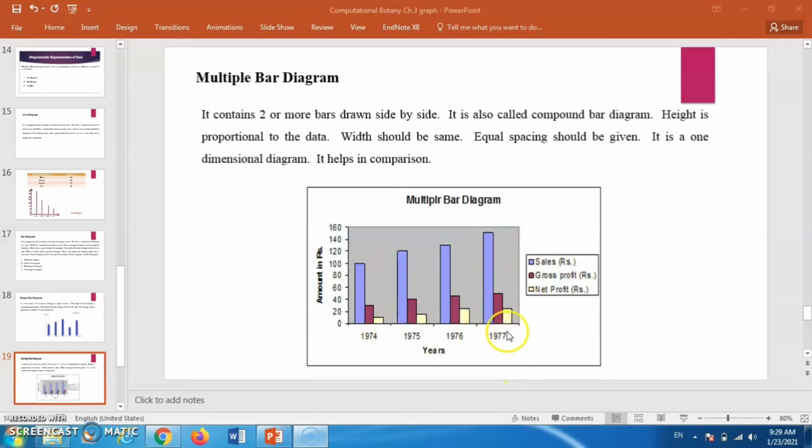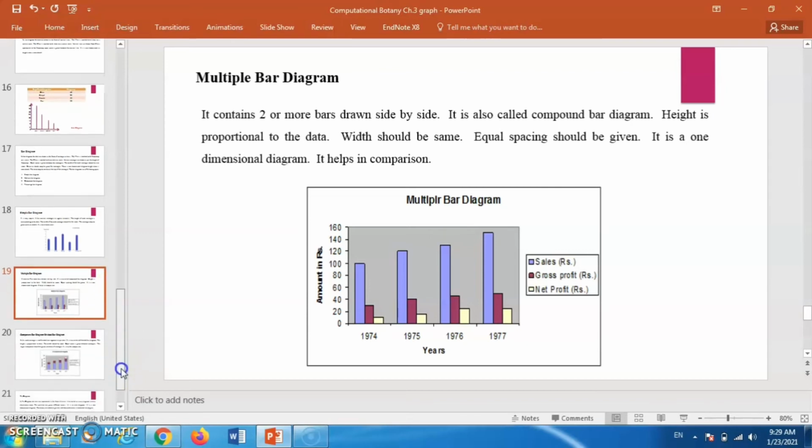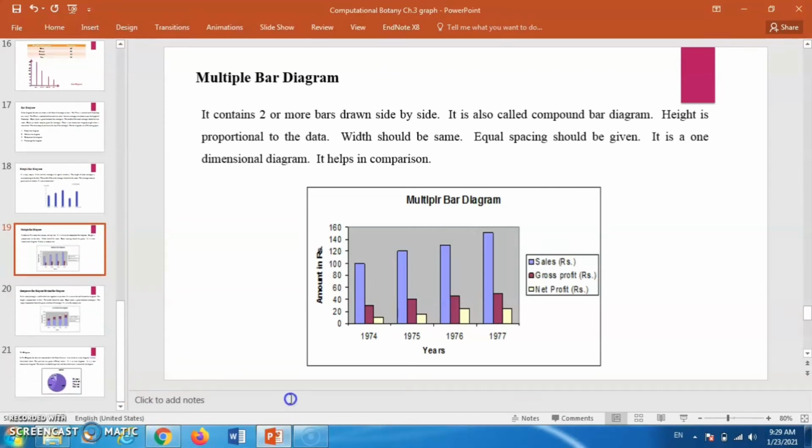Here in 1977, the sales value is higher than the previous year. The gross profit is also more in 1977, and the net profit, which is very low in 1974, is higher in 1976. So with the help of this we can easily compare the data, which is quite difficult in the case of tabulated data.